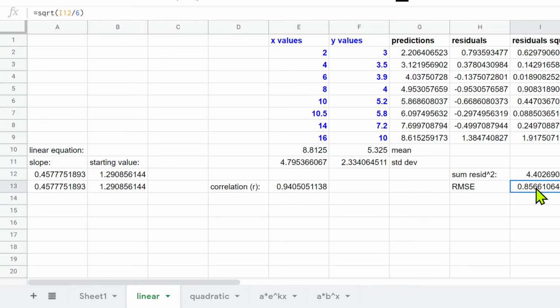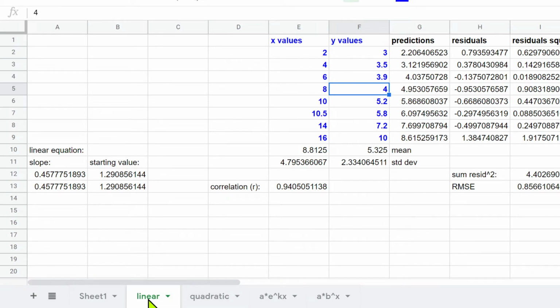Now this number doesn't really mean a lot, but if we had other models that were trying to predict this data set, like a quadratic model, then we could say, oh, the quadratic does it better and has a smaller RMSE because the predictions are closer to the actual Y values. So let's now calculate the quadratic RMSE.